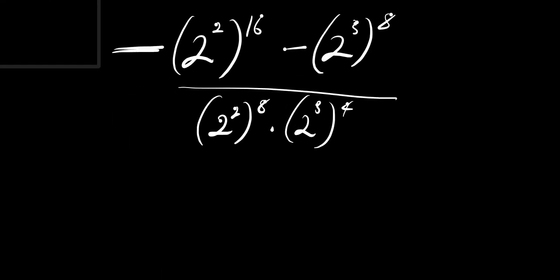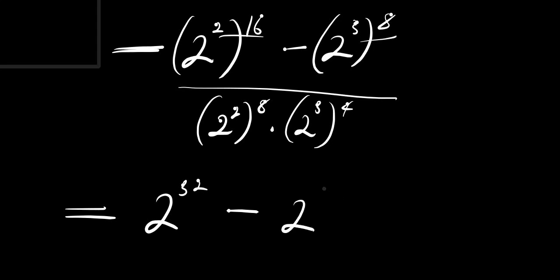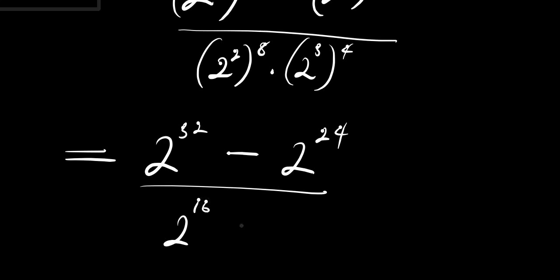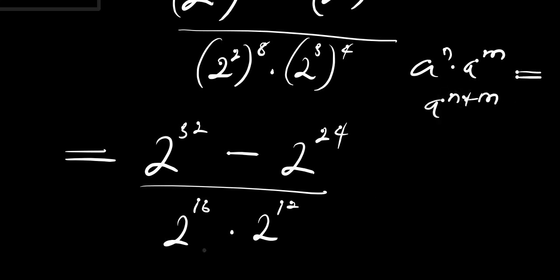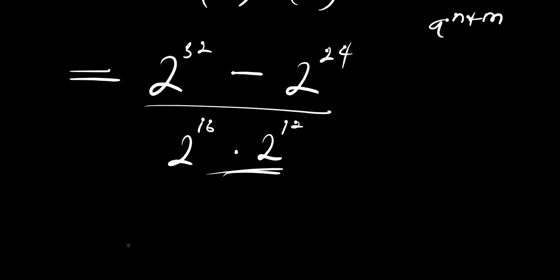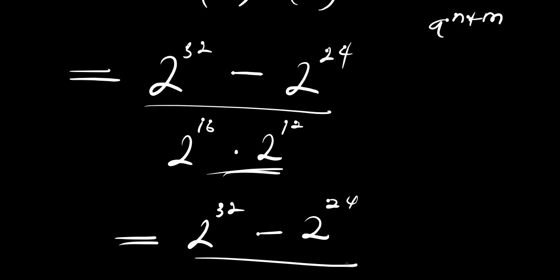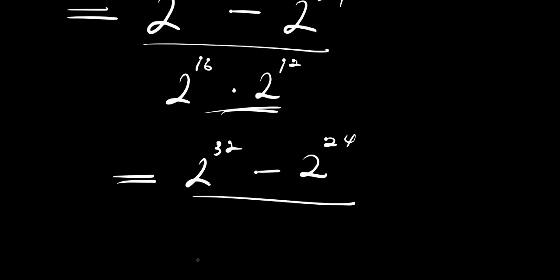So by doing that, we are going to have 2 power 2 times 16 is 32 minus 2 power 3 times 8 is 24 divided by 2 power 16 times 2 power 12. Now, if you have a power n times a power m, this equals a power n plus m. So we apply that identity right here in the denominator. So we are going to have 2 power 32 minus 2 power 24 divided by 16 plus 12 will give us 28. So we have 2 power 28.